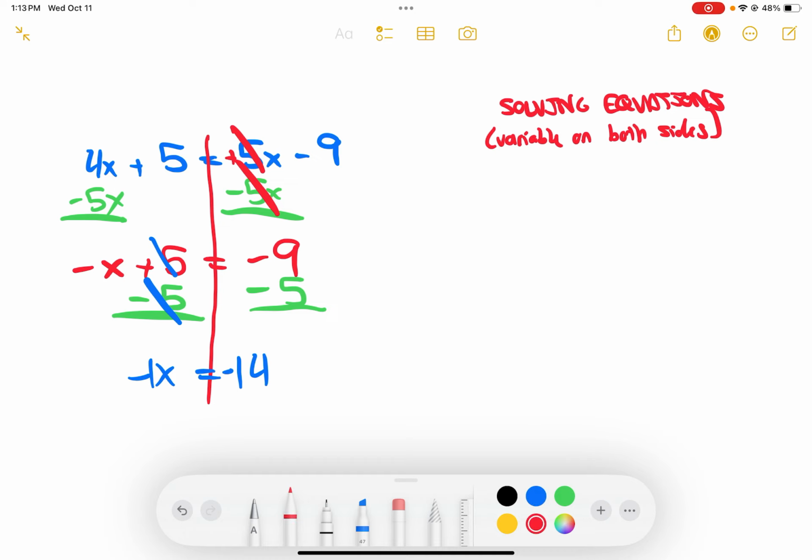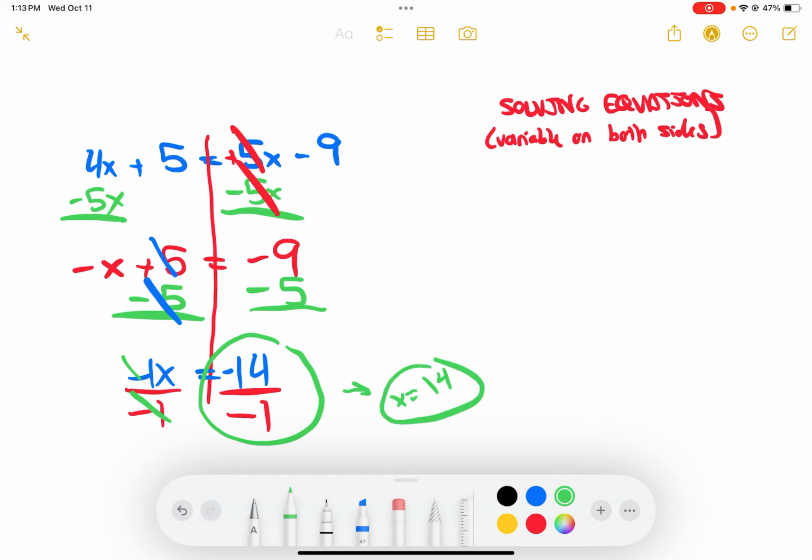Right? We avoided this when we subtracted 4x from both sides because we picked the option that got us a nice sunshiny rainbow number. But over here, all we'd have to do is divide by negative 1. These cancel out. And anytime I divide by a negative number, I'm just flipping the symbol. So if it's a negative, it will become a positive. So x equals 14 once again. All right?